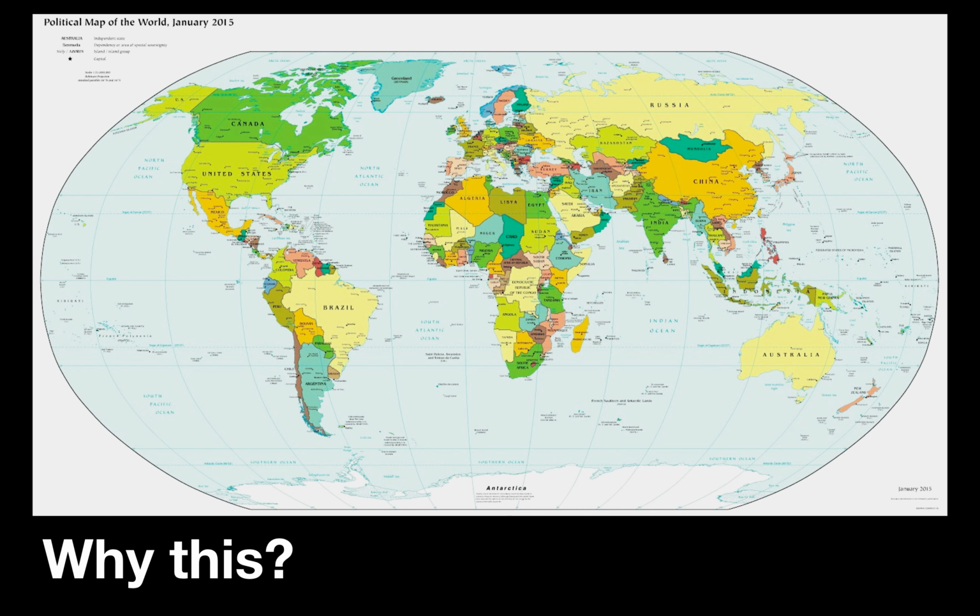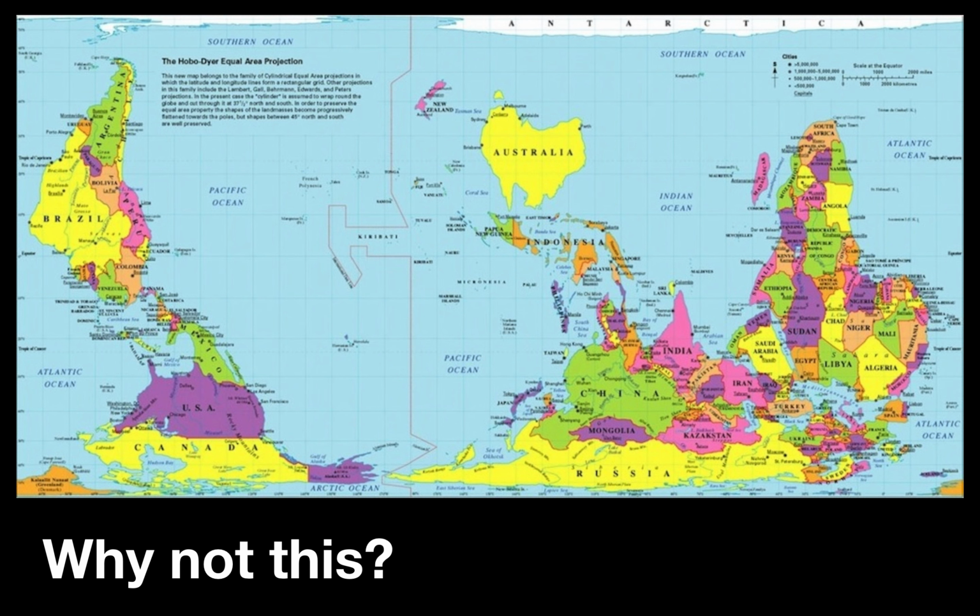Why this? This is what we look at. This is the kind of standard map. It's the Robinson. It's the one I like. Why not this, right? Why is that so weird?